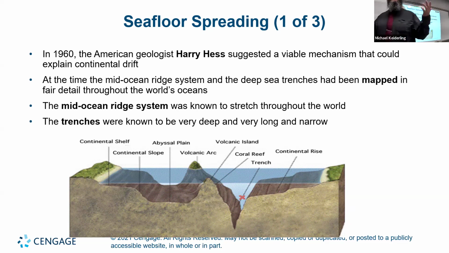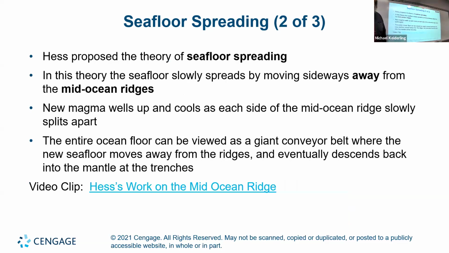So the mid-ocean ridge system and deep sea trenches had been mapped in fair detail by other geologists. And there was known to be a mid-ocean ridge system that spread throughout the world, and very deep trenches that were long and narrow at various locations. And understanding what these were and what they corresponded to, and combining it with paleomagnetic data, is what led to Harry Hess's model of seafloor spreading.